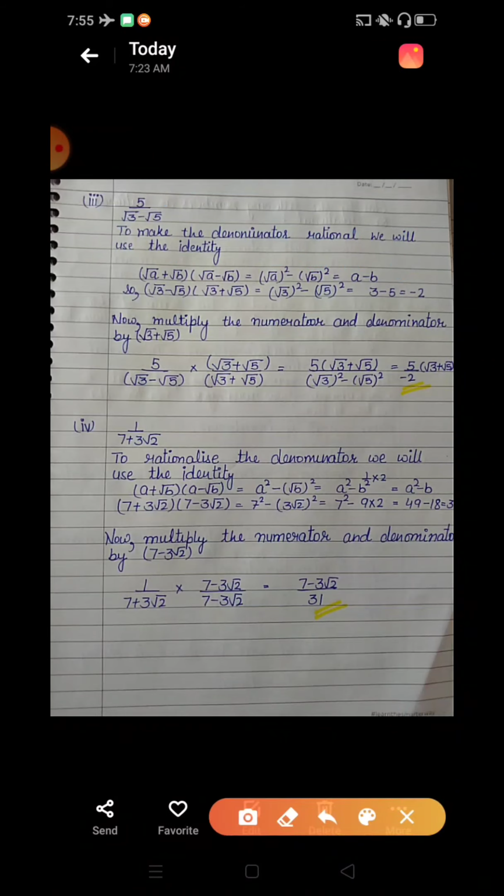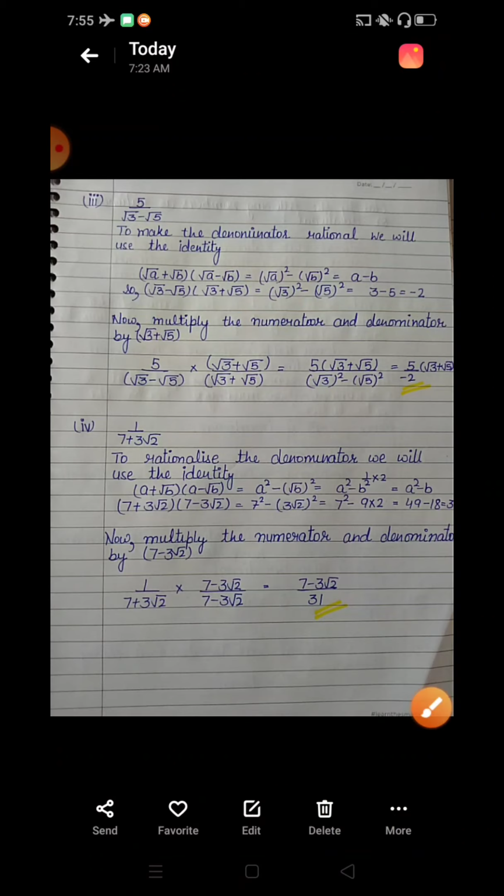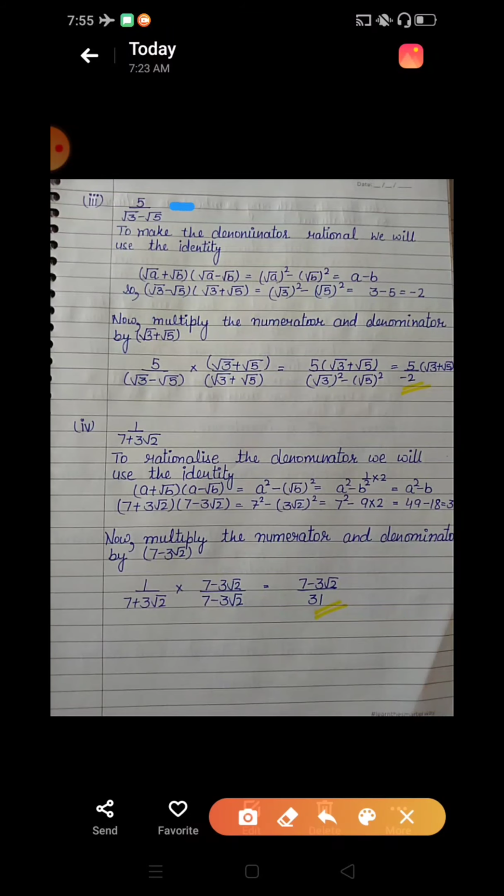So we will put the value of a is equal to 3 and b is equal to 5. Root 3 minus root 5, root 3 plus root 5. It will become root 3 square minus root 5 square, 3 minus 5, minus 2. So to make the denominator rational, we have to change the sign of this one and multiply the numerator and denominator by that. So root 3 minus root 5 we have, so we will make it minus to plus.